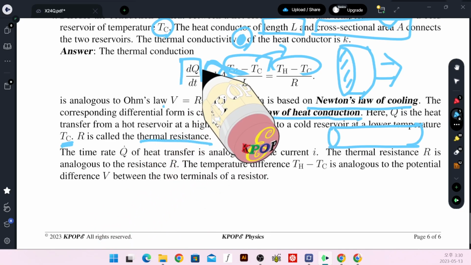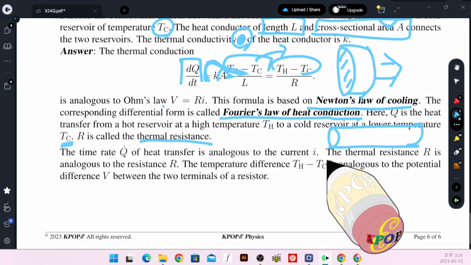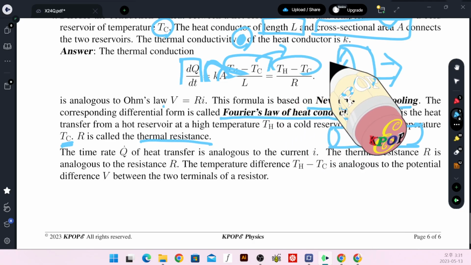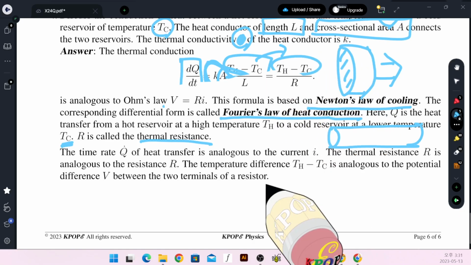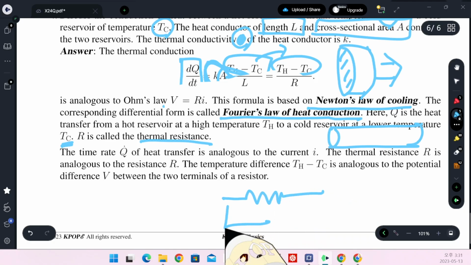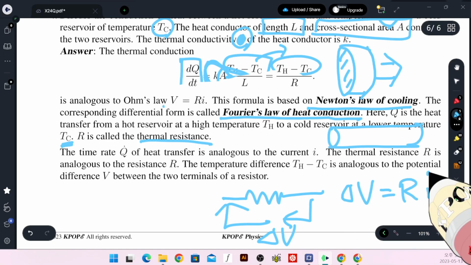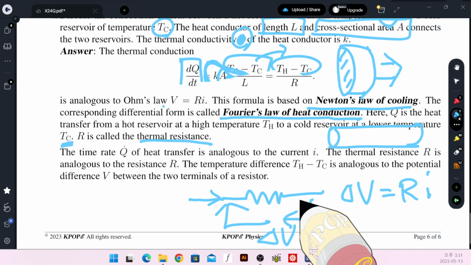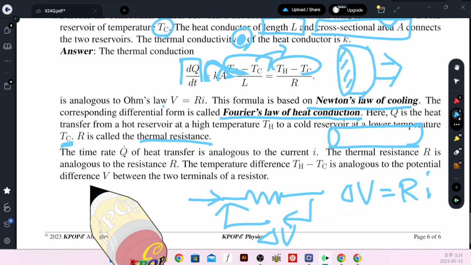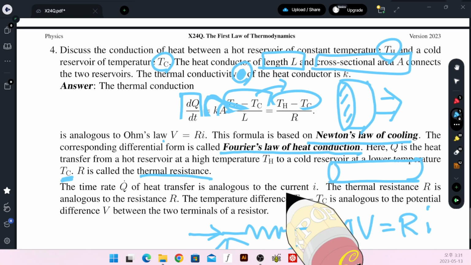The time rate Q dot, this is dQ over dt of heat transfer, is analogous to the current. All right, V equals Ri. So the temperature difference behaves like a potential difference between the two terminals of a resistor. Potential difference, delta V, is Ri, where i is the current passing through a resistor. The temperature difference is analogous to the potential difference V, okay? It is very similar to Ohm's law.